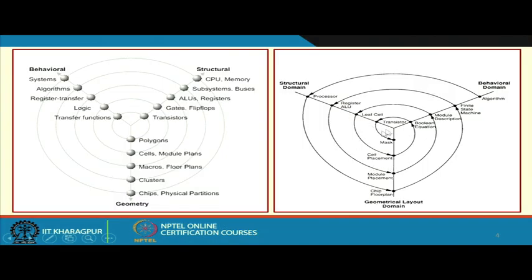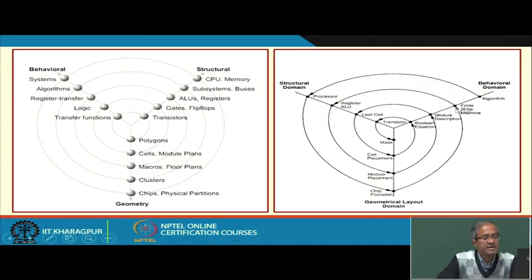Now, this Y diagram can also be expressed or interpreted in a slightly different way, as the diagram on the right shows. Here the arm shows behavior, this is structural and this is physical or geometric domain. Now, you see, instead of a circle, we have drawn a kind of helix which starts from here and moves down towards the center. This actually represents a top down design.